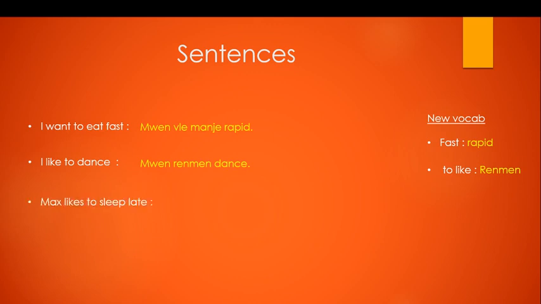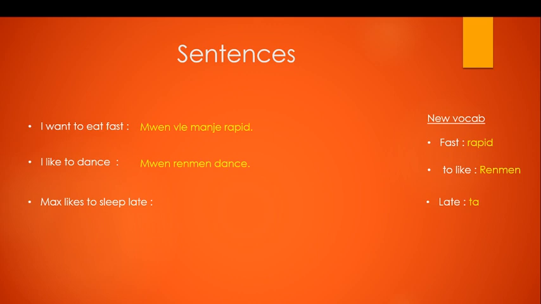Third sentence. So let's think about our friend Max. And Max likes to sleep late. So how do I say late, first of all, in Creole? Late is ta. Remember, this is not French. Do not confuse these with French writing. Creole is very simple. The way you hear is what you write. So late is ta. Max likes to sleep late: Max reme dormi ta.